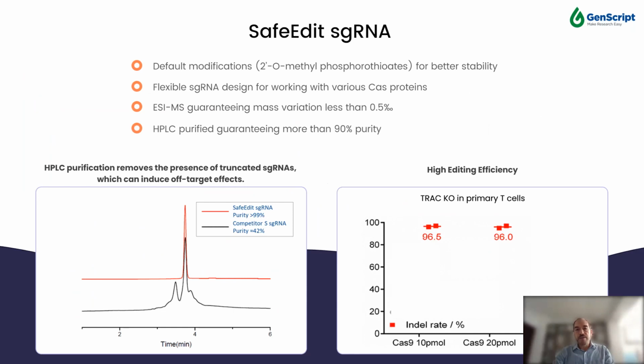For the safe edit sgRNAs, HPLC purified. As you can see here from the peak, the GenScript sgRNA is very, very pure, no extraneous peaks. And also here it shows the performance on primary cells. It shows very high efficiency in the gene editing.